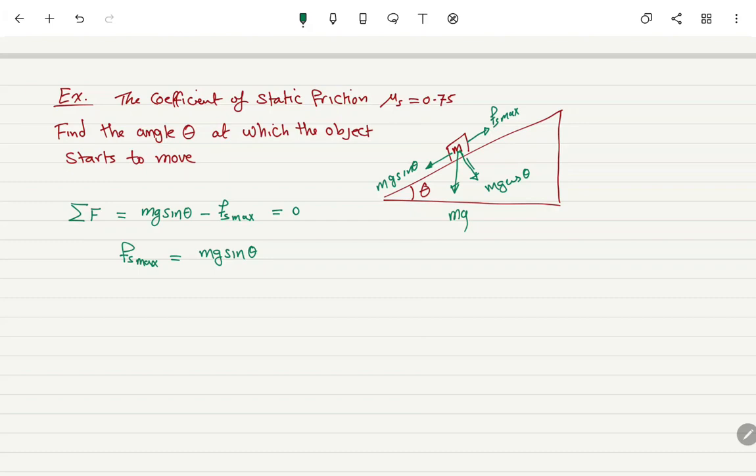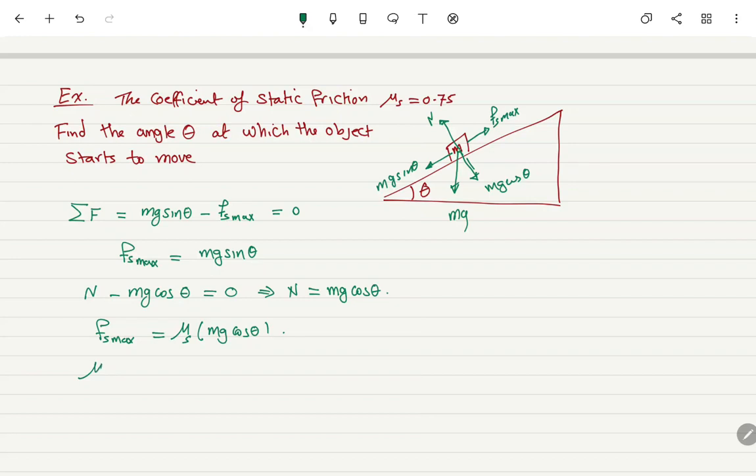Now on the y-axis, we have the normal force. It's very important here. On the y-axis, normal minus mg cosine theta equals 0, so the normal force in this case is equal to mg cosine theta. Now Fs max is equal, not less, because we are looking for the maximum, to μs times the normal, mg cosine theta.